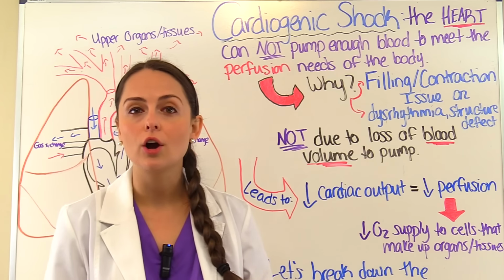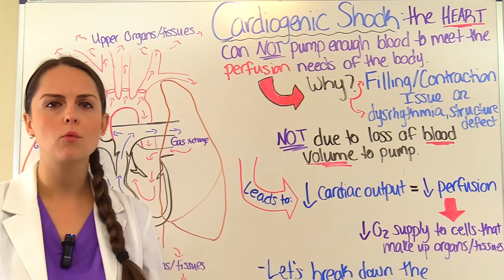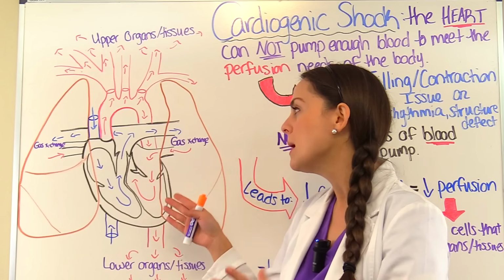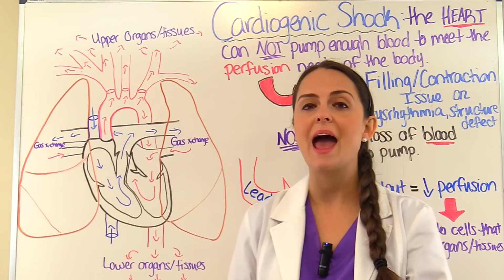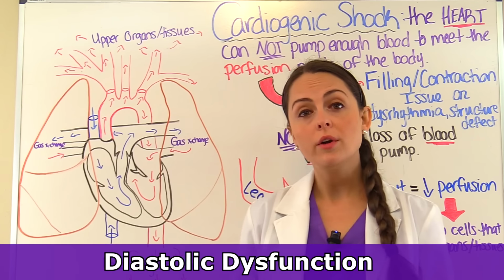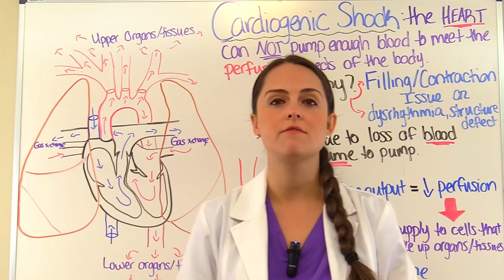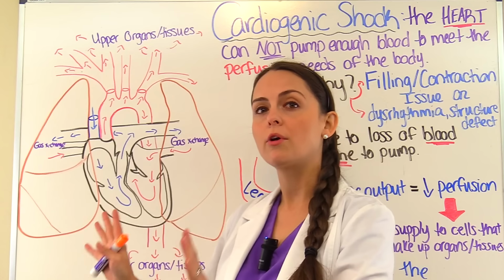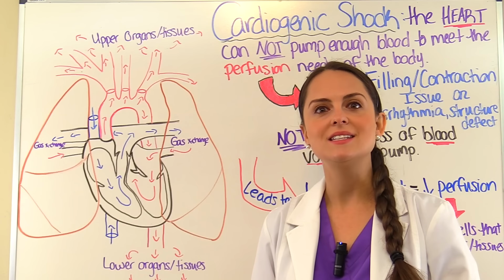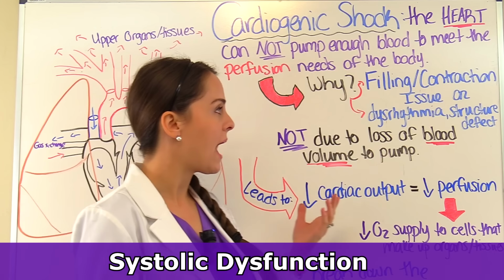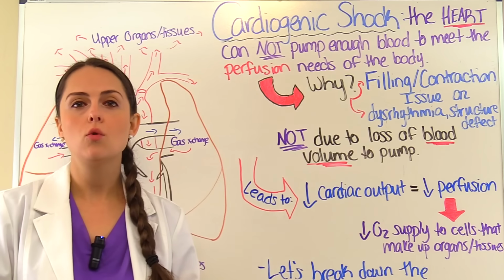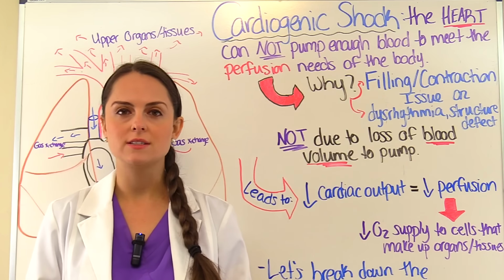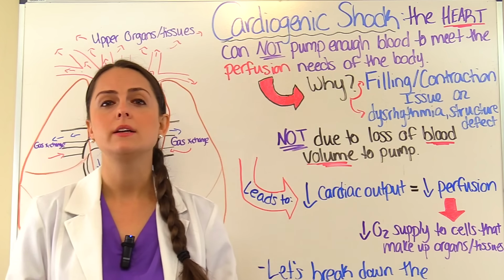Now, why does it occur? Well, it can occur for multiple reasons. Number one, it can occur due to a filling issue. There's an issue with the chambers of the heart being able to fill properly, and this is known as diastolic dysfunction. Or there can be an issue with contraction of the heart. So the heart is having a problem actually getting that blood and moving it forward out of the heart, and that is known as a systolic dysfunction. Or you can have some type of dysrhythmia presenting or some type of structural defect.